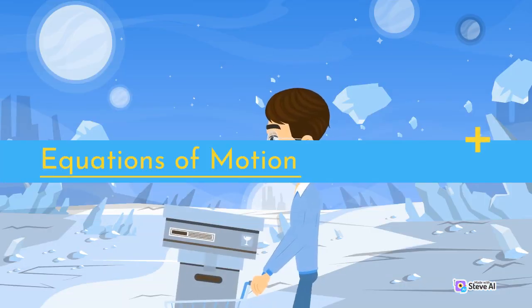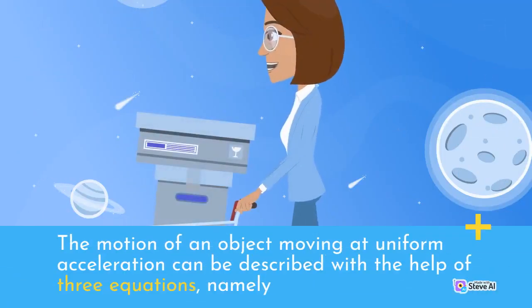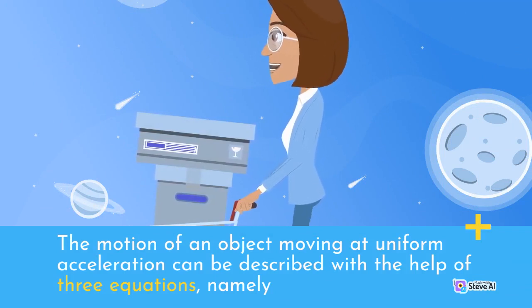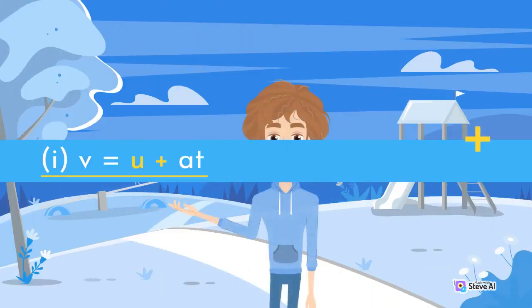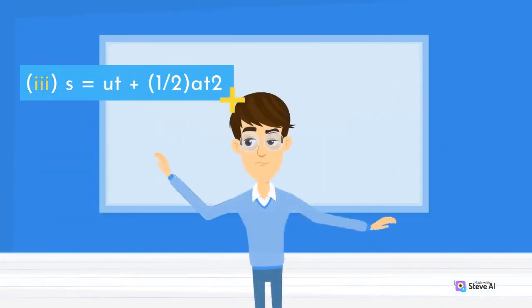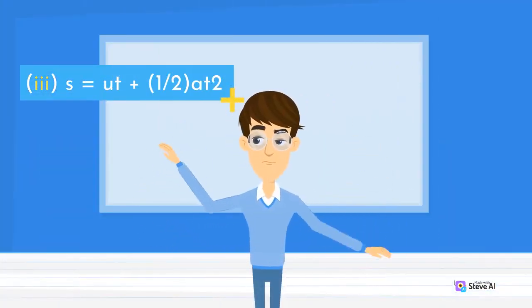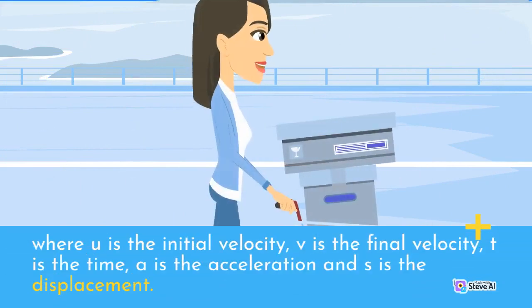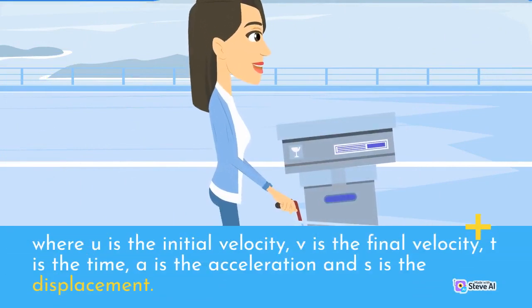Equations of motion. The motion of an object moving at uniform acceleration can be described with the help of three equations, namely: 1, v equals u plus at. 2, v squared minus u squared equals 2as. 3, s equals ut plus half at squared. Where u is the initial velocity, v is the final velocity, t is the time, a is the acceleration, and s is the displacement.